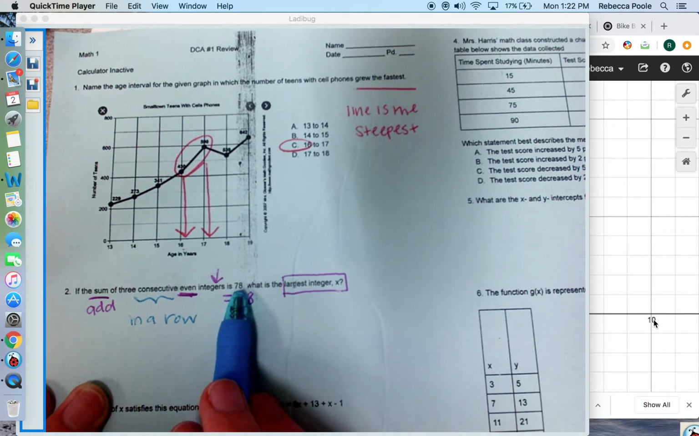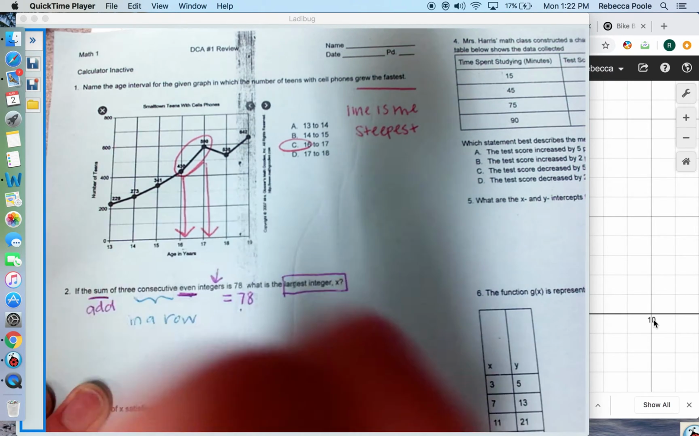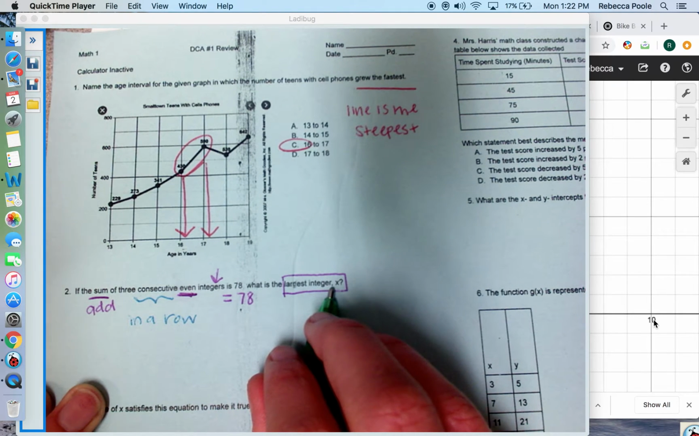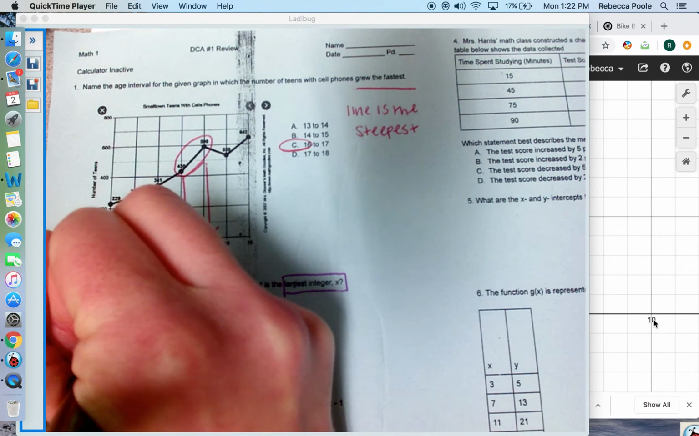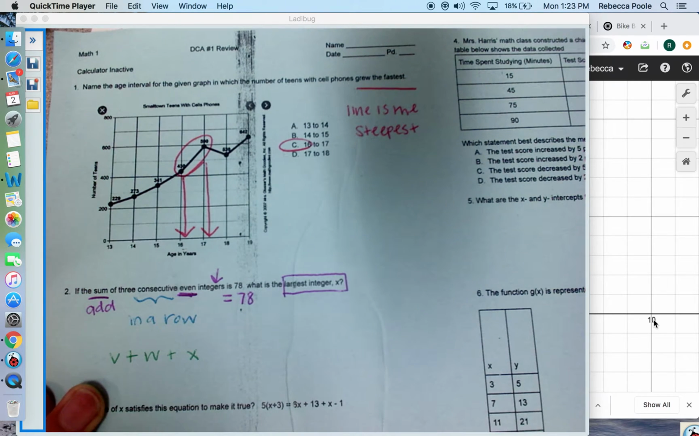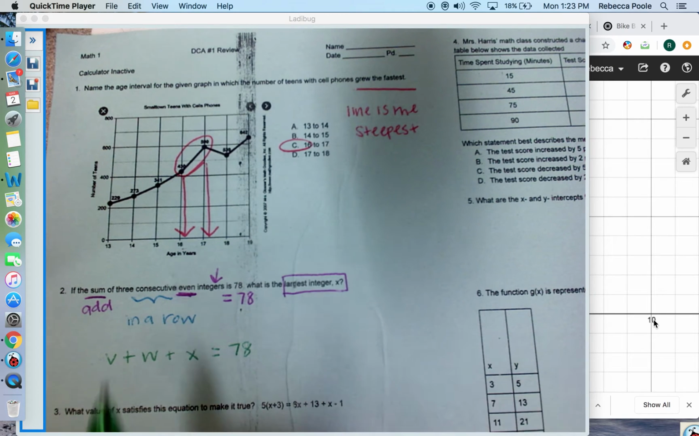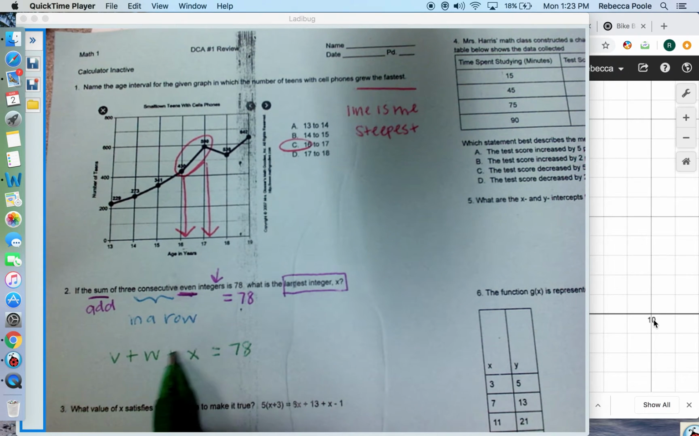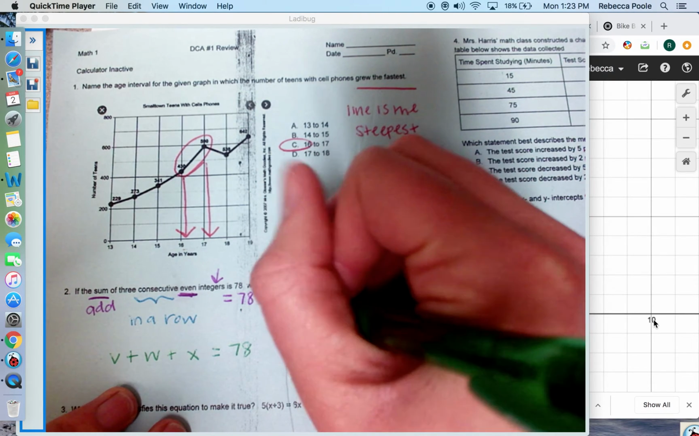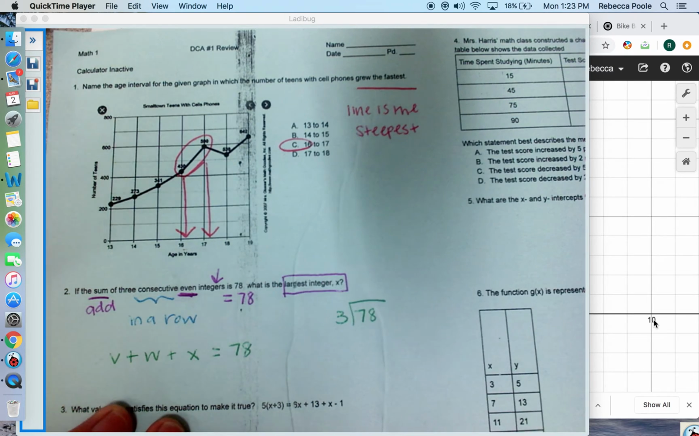So if I take 78 and I'm adding 3 numbers in a row to get 78, and it wants x to be the largest, I'm going to do v plus w plus x, just random letters in a row. I got these from the alphabet. I want to add those up and get 78. And they have to be even. So how many numbers are we adding up to get 78? 3. So if you guys would do 78 divided by 3, remember this is on the non-calculator.